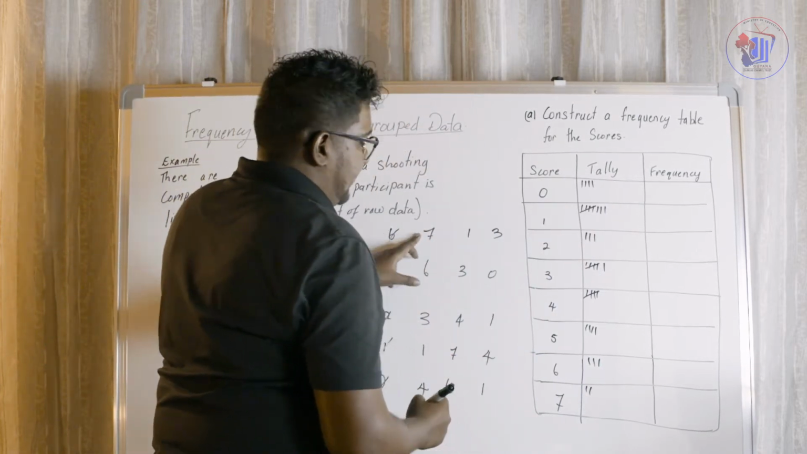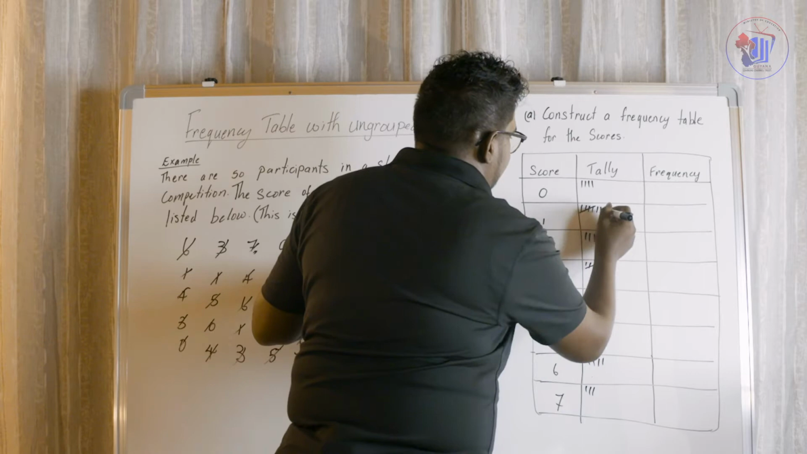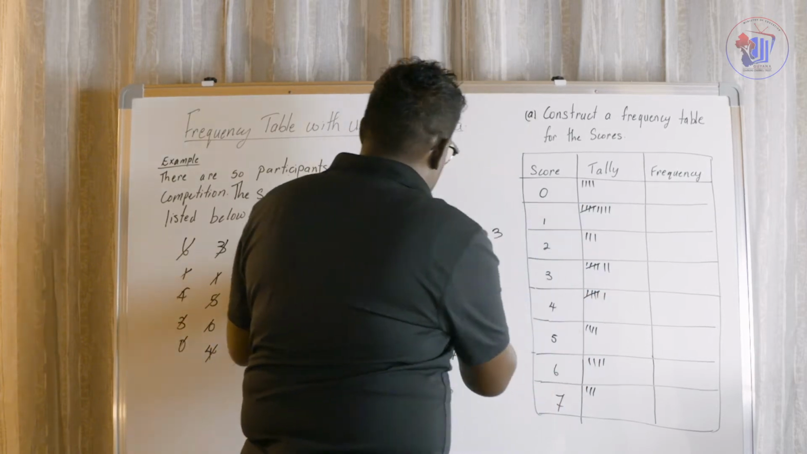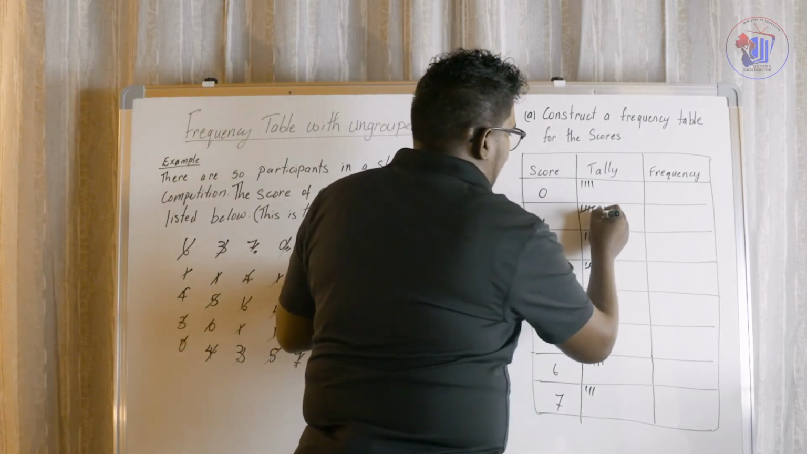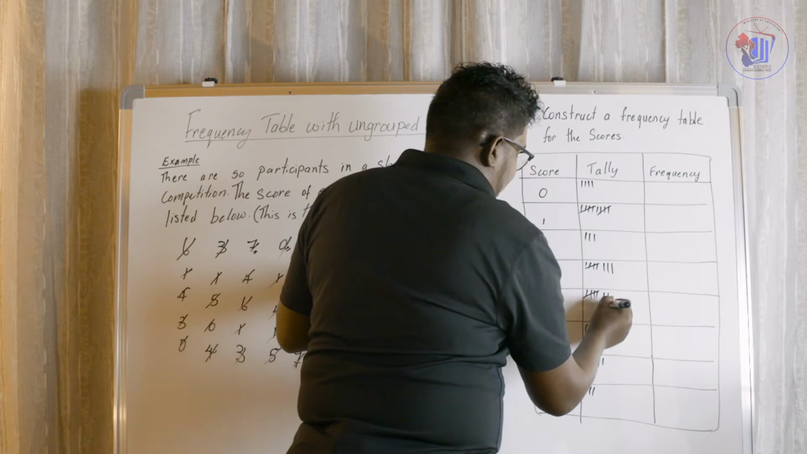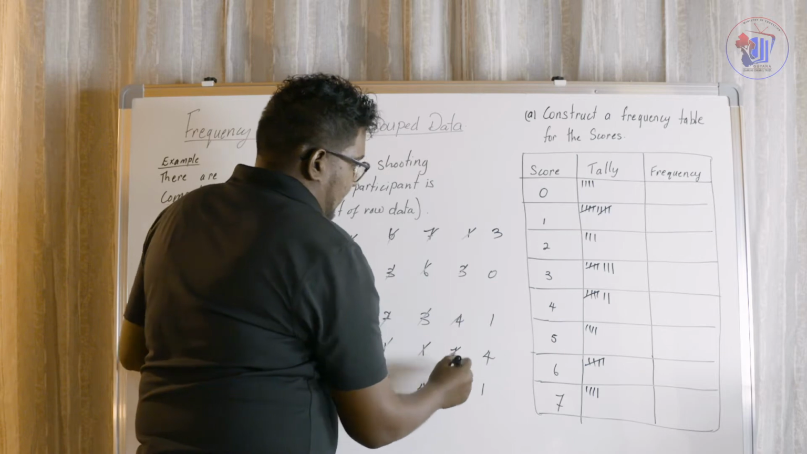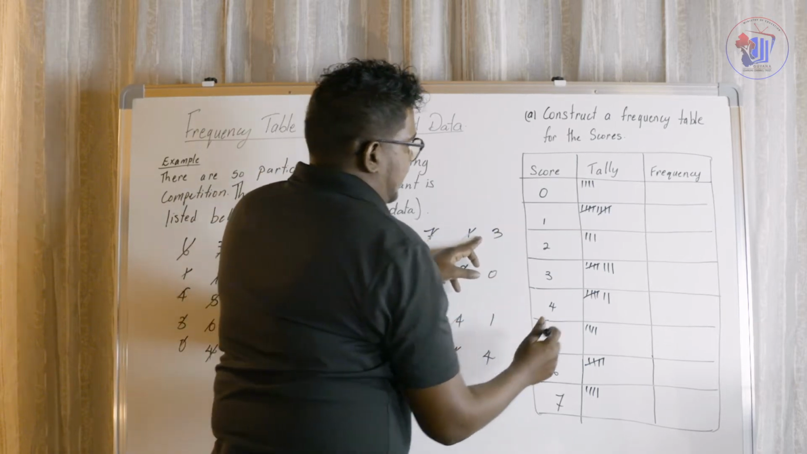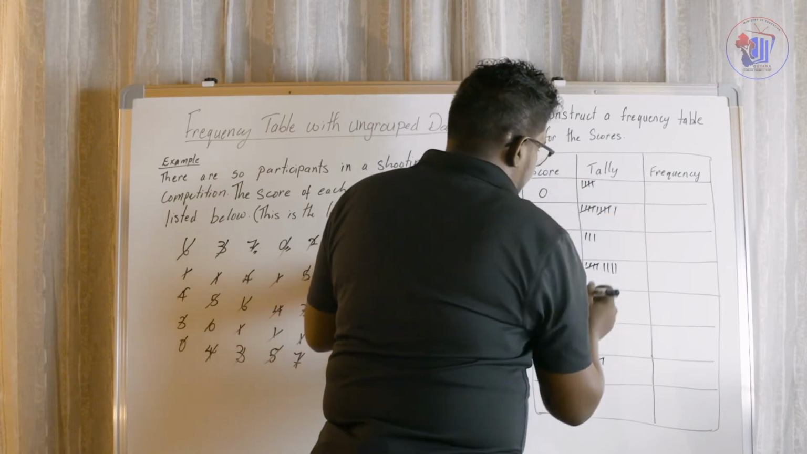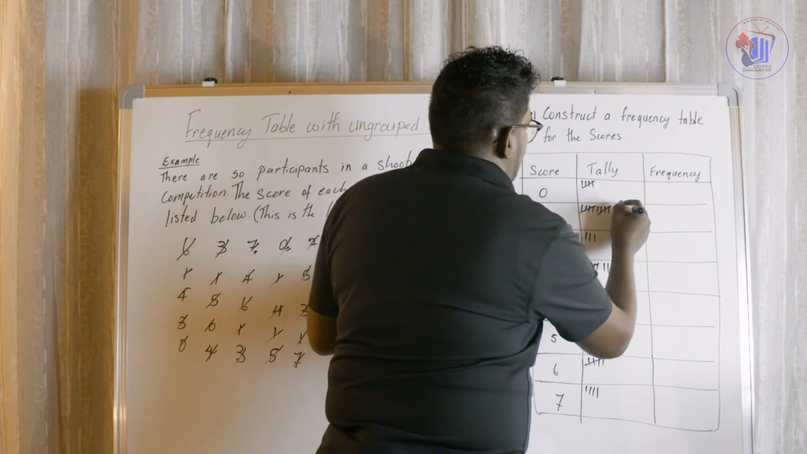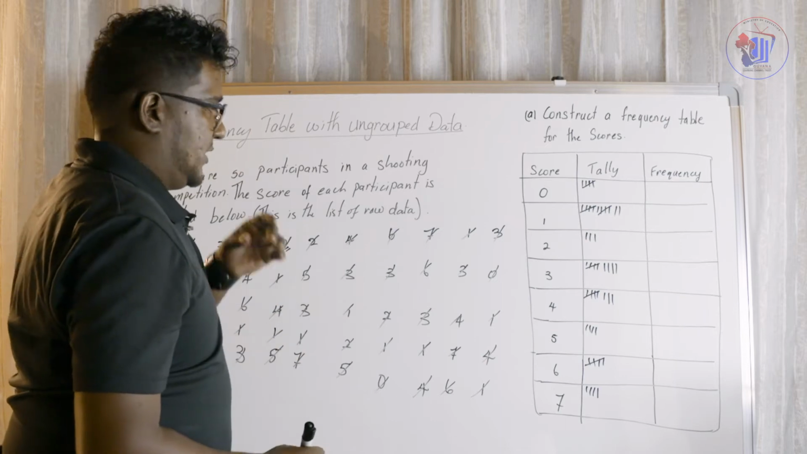7, 6, 3, 1, 4. 1, 3, 4, 7, 6. 3, 0, 1, 4, 1. And that completes all our raw scores.